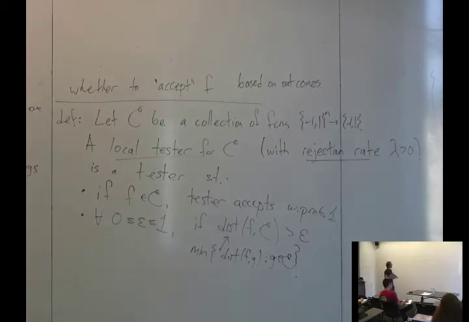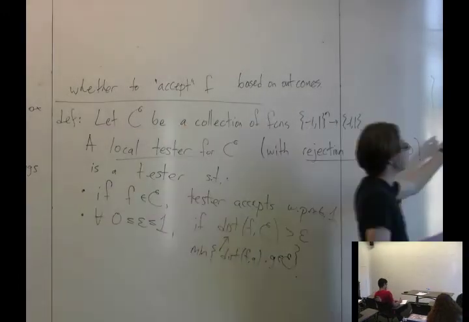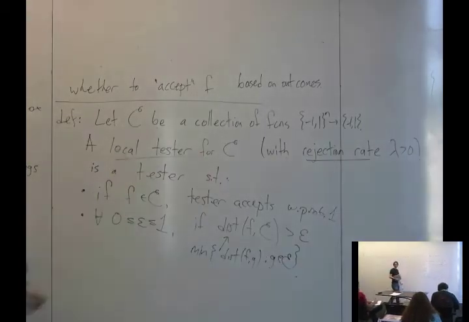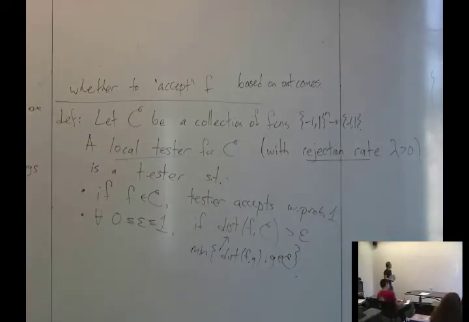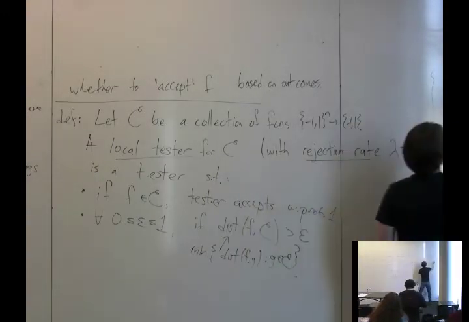One could imagine some weaker requirements too here, like it's not clear why this probability should be linear. You could imagine maybe it rejects with probability epsilon squared or epsilon over log n or something. But for simplicity, again, we'll just assume that the probability is always at least proportional to the distance from the class. And it's sometimes good to think of this in the contrapositive.